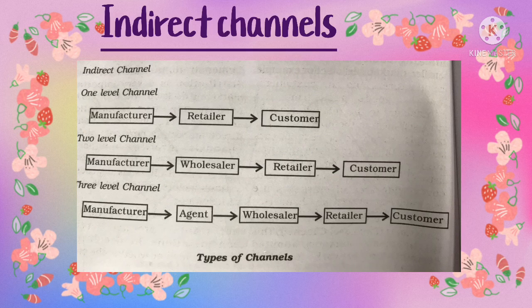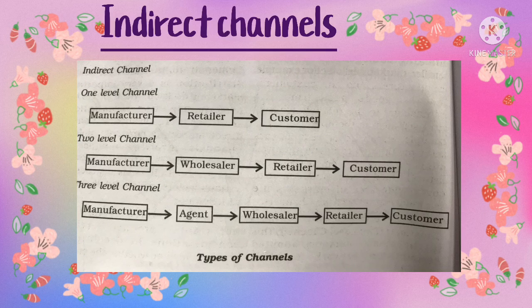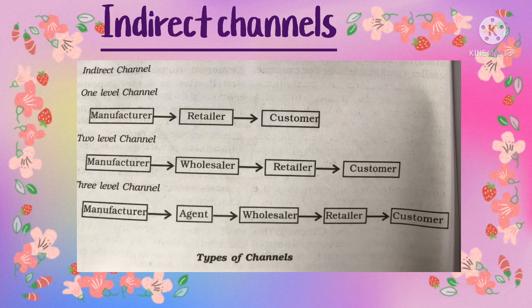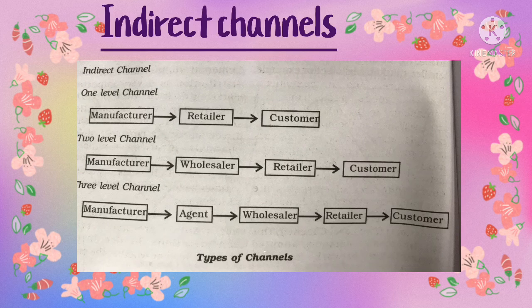In this, only one intermediary or middleman is adopted, that is the retailer. Firms directly supply the product to retailers who sell the product directly to the customers. For example, cars are sold through dealers, expensive watches through watch showrooms, etc. So that means from the manufacturer to the retailer and directly to the customers. So there is only one middleman or one intermediary. Okay, second is the two level channels.